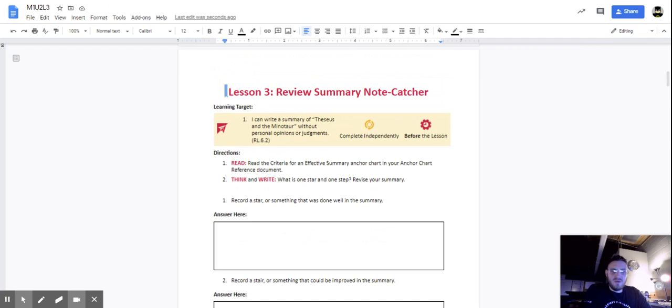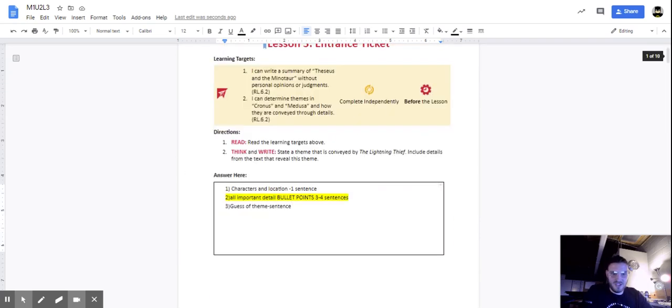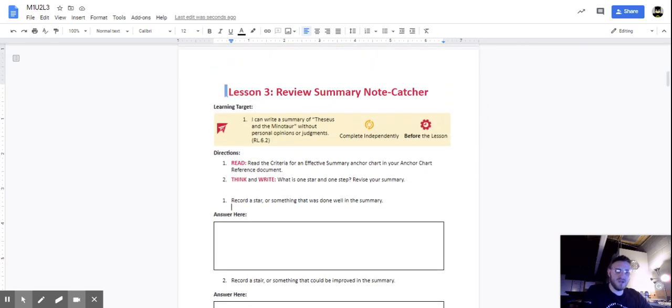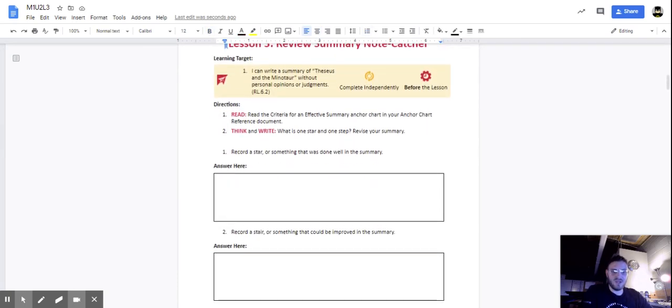We're going to review the summary note catcher. So I can write a summary of Theseus and the Minotaur. What it's actually going to have you do now is take that gist that you wrote up here and turn it into a little bit longer, like a whole paragraph, and they're breaking it up for you. So record a star of something that was well done in the summary. What you're doing is reviewing what you did well up here. So what's a star? This would be something good. So what did you do well?